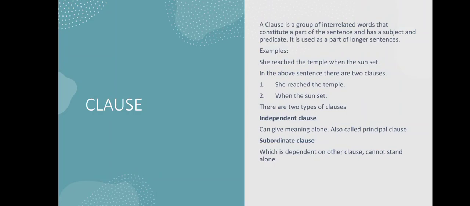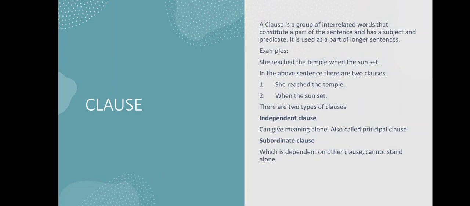When the sun set, immediately if we use "when the sun set," we'll ask, when the sun set, what happened? Tell me completely why you stopped here, they will definitely ask. So without the before clause, the other clause cannot give the meaning in these longer sentences. So it is called a subordinate clause. Generally we use this clause when we combine two sentences, that means when we form a longer sentence.